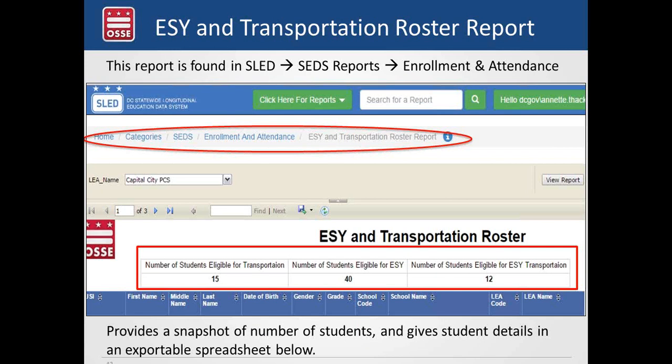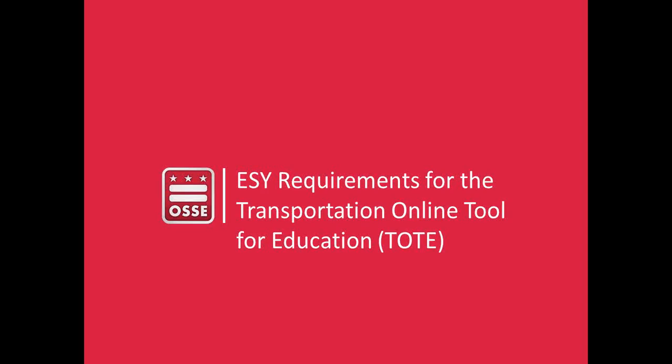This report actually could be really helpful to you if you don't want to go through each student one by one and check their IEP status. You can generate this roster report and see very quickly how many students you have right now whose IEP says yes for ESY and yes for ESY Transportation. I encourage you to run this report on a pretty regular basis between now and ESY.